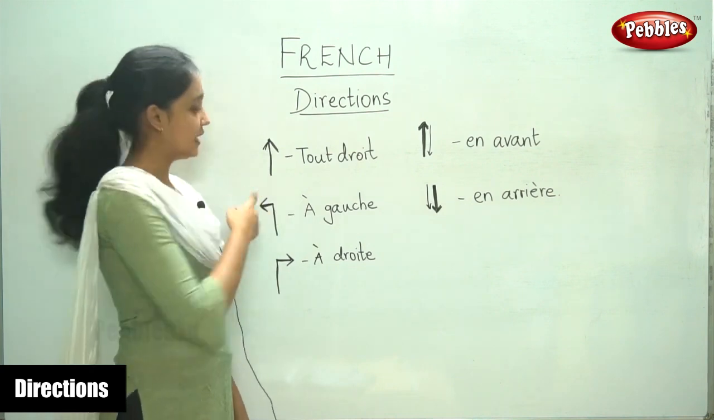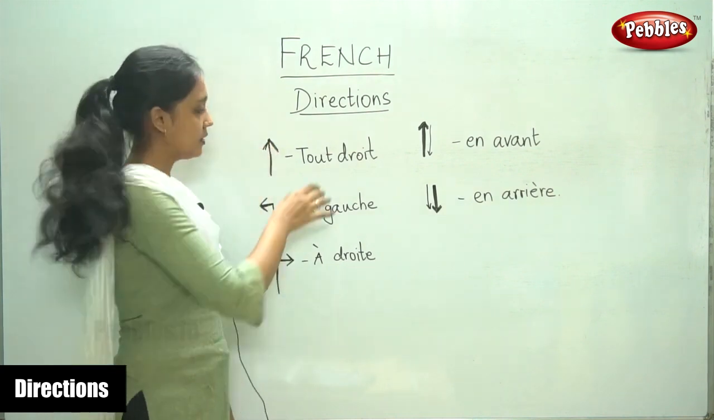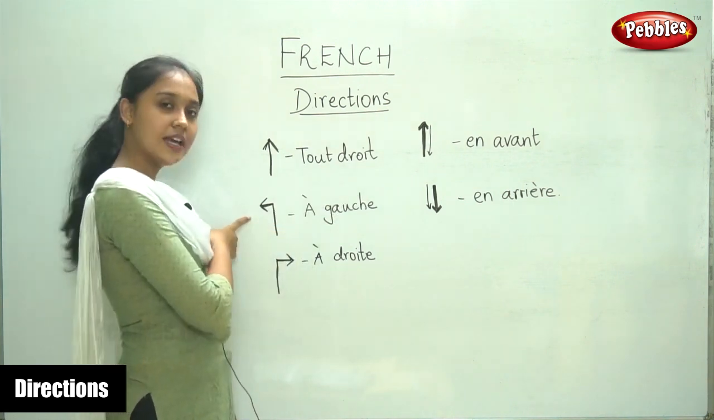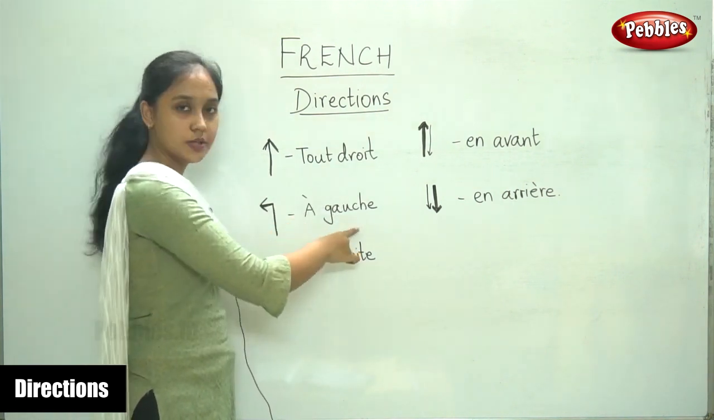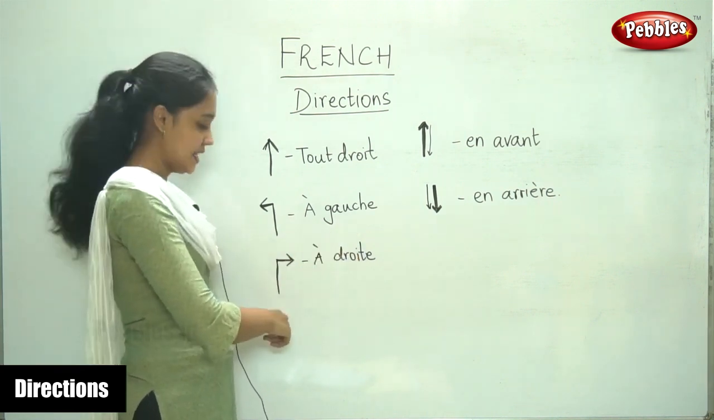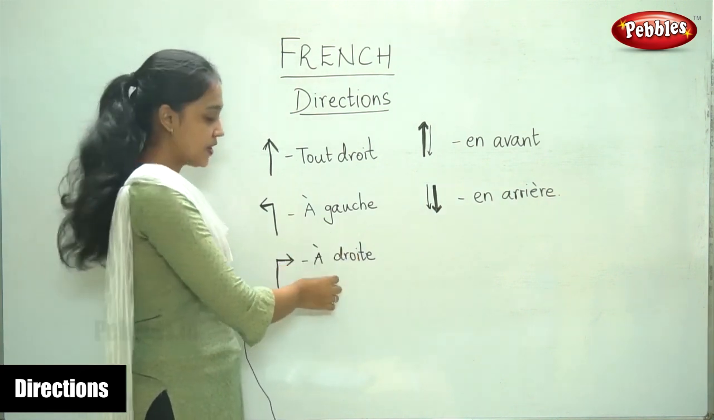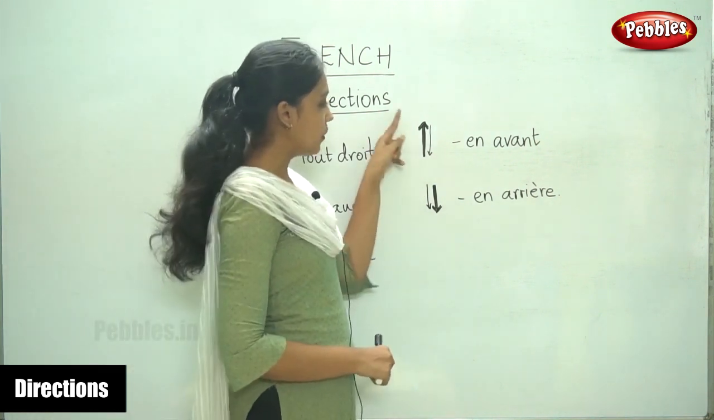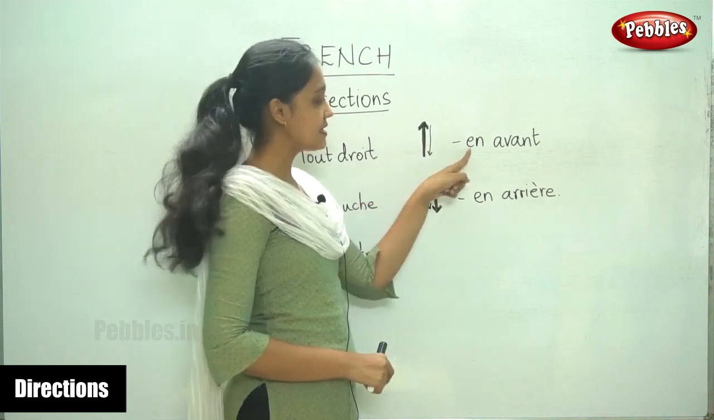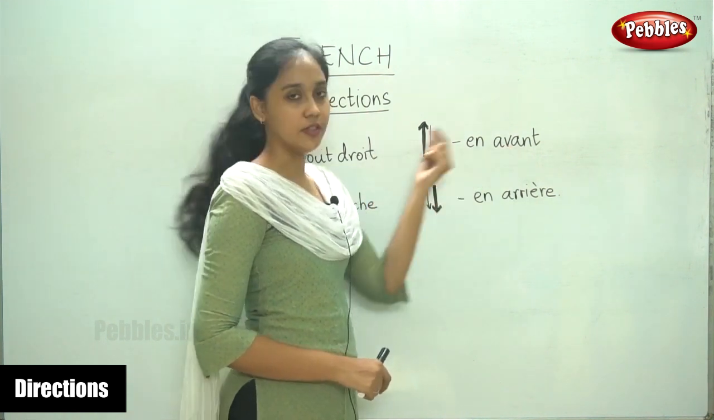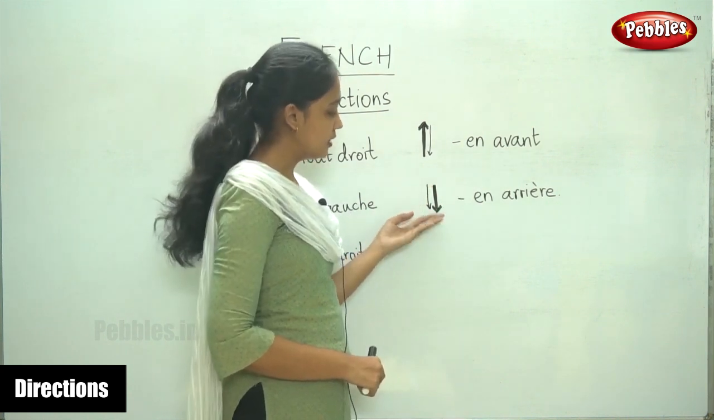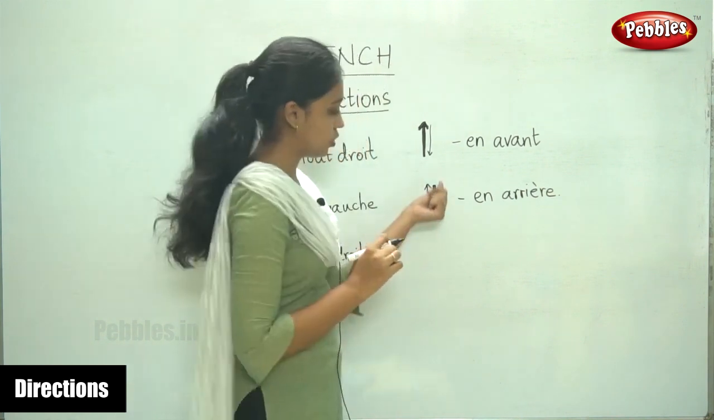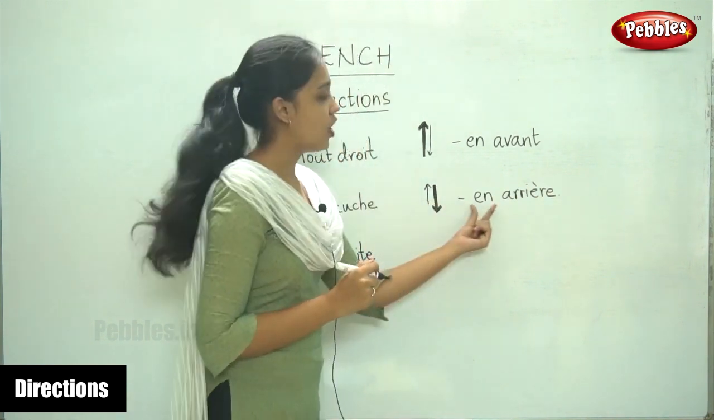The first one indicates to go straight ahead. Tout droit. The next arrow indicates that you should take a left. Gauche. The next arrow indicates that you should take a right. Droite. And finally, in this arrow, the one that is highlighted indicates to go forward. En avant. And in this one, the arrow that is highlighted indicates that you need to go in the opposite direction. En arrière.